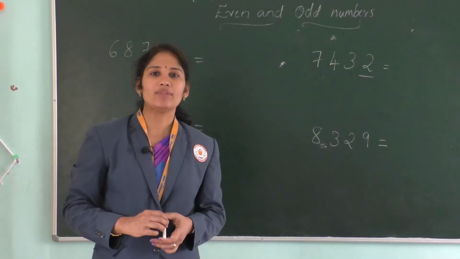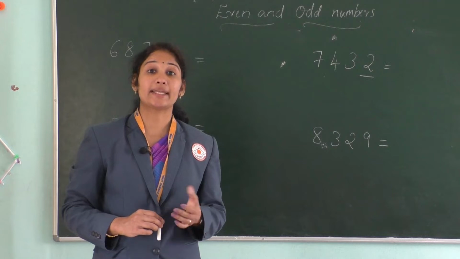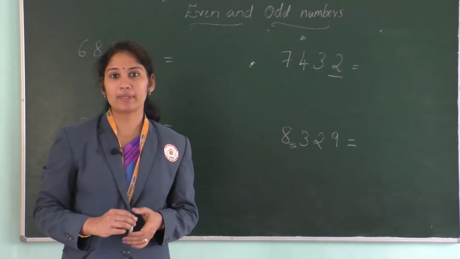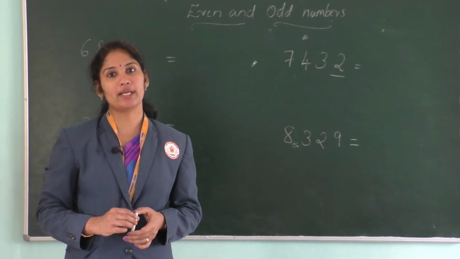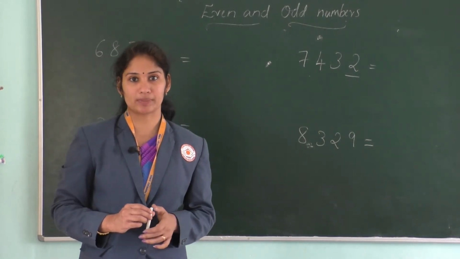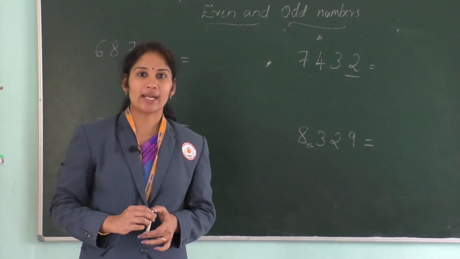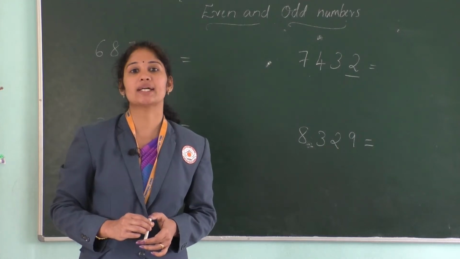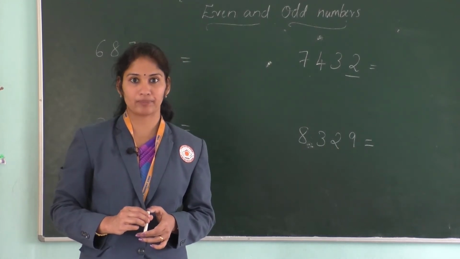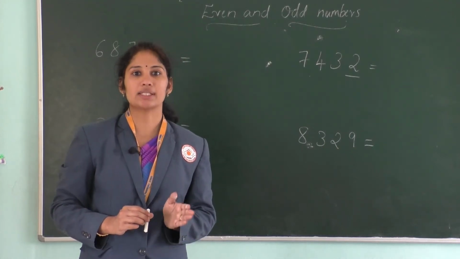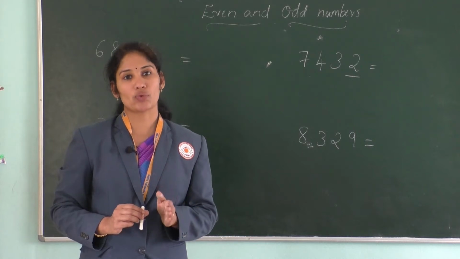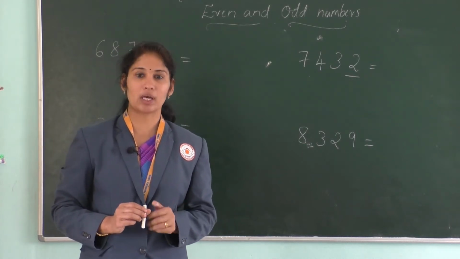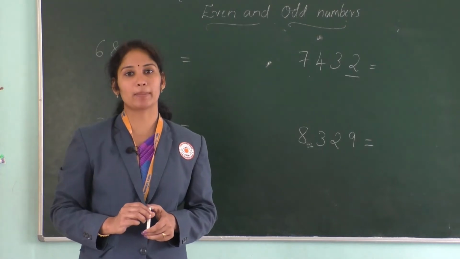Children, an even number is a number that can be divided into two groups. An odd number is a number that cannot be divided into two groups. We can identify whether a number is odd or even by checking the last digit of the number. If the last digit is 0, 2, 4, 6, 8, the number is an even number. Otherwise, it's an odd number.